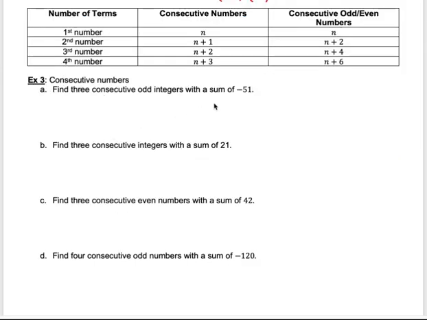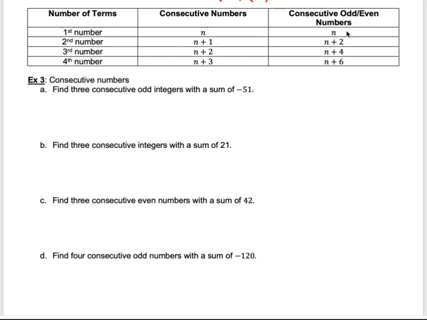Okay, now let's talk about consecutive numbers. Okay, so up here you see a chart. You have your number of terms, which means do I have 1 term, 2 terms, 3 terms, 4 terms, so forth. The consecutive numbers, what they represent. So if we only have one number, we just call that one variable, and in this case, we use n to represent number. If we have two numbers, I would have n, and then I would have n plus 1 for my second number, and so forth.